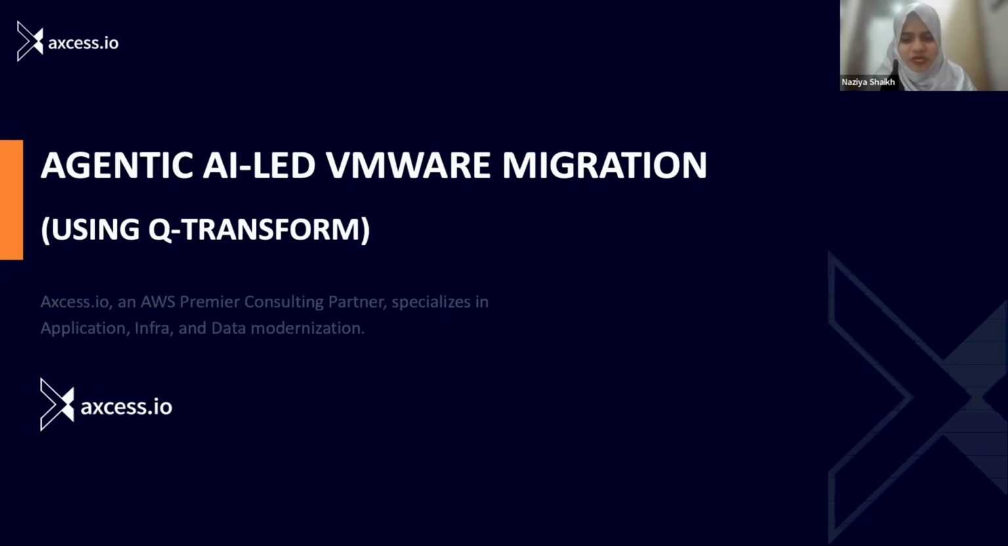So this isn't theory, it's real. Axcessio has successfully migrated a legacy ASP.NET application to AWS EKS using Q Transform with Amazon Q acting as a co-pilot. So whether you are steering strategy, influencing architecture, or writing code, today's webinar will show you how agentic AI is not just augmenting teams, it's transforming them.